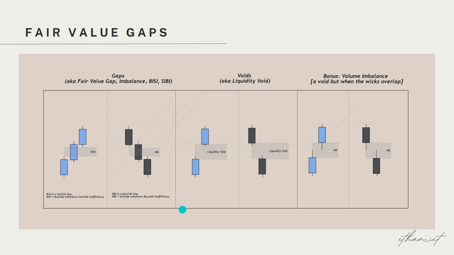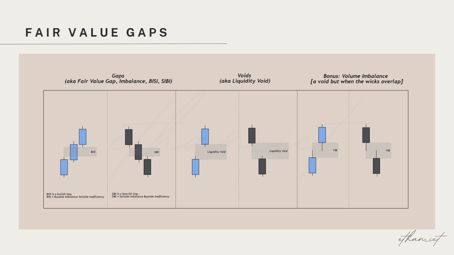So here you have a bullish fair value gap where this candle number 1, the wick high, does not meet candle number 3's wick low. And here you have a bearish fair value gap where candle number 1's wick low does not meet candle number 3's wick high. Next, we have liquidity voids that are literal gaps in between candles, and their wicks do not meet each other.